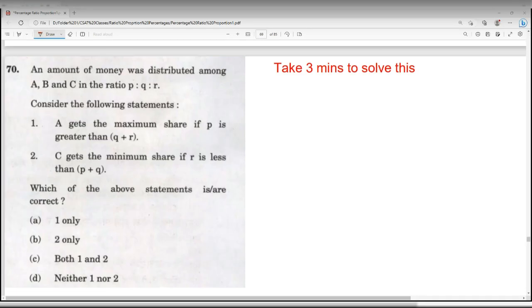Yeah, it's time. Please select options. 14 people have already selected. 71% have got option C, and 29% have got option A. Nobody has got option B or option D.